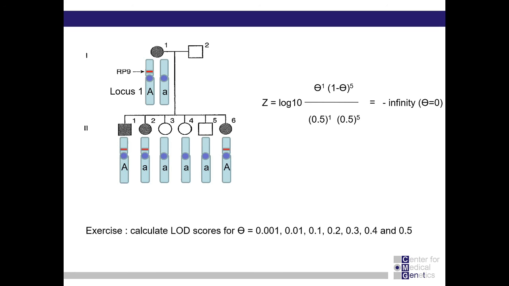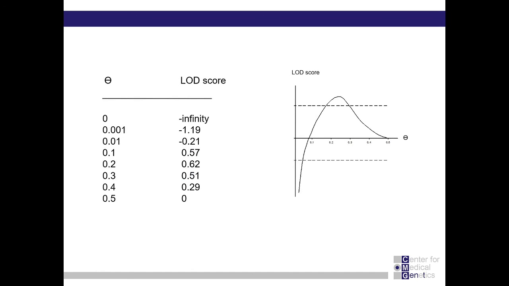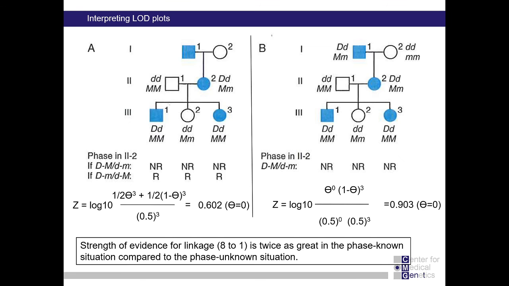So what if we calculate the log score for theta 0, 0.01, 0.1, 0.2, 0.3, 0.4 and 0.5? What will you get? If theta is 0, the log score will be minus infinity. But if it is 0.01, the log score is 1.19. At 0.1, the log score is 0.